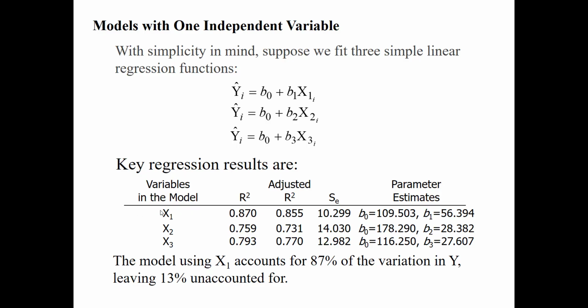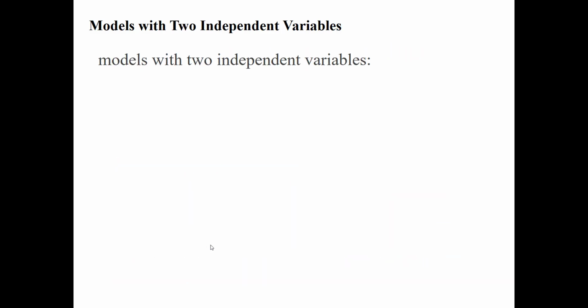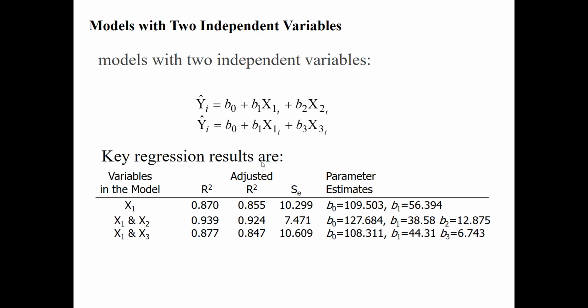Now we have x1. Now we have to choose x2 or x3, so we can have a model that has x1 and x2, or x1 and x3. So we can have a regression model that has two parameters, x1 and x2. We have to investigate both of these, and if we run this, we get a summary of the result this way. You can see that by adding x2, we are increasing R2 and improving the SE, so the error is decreased.